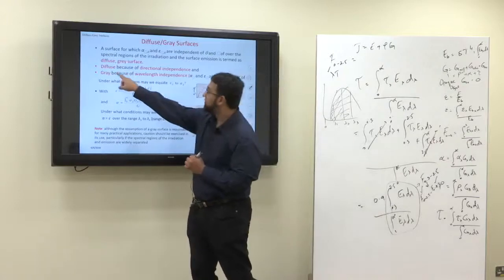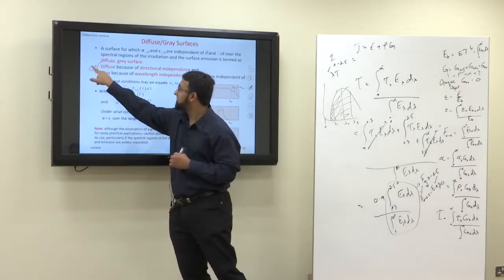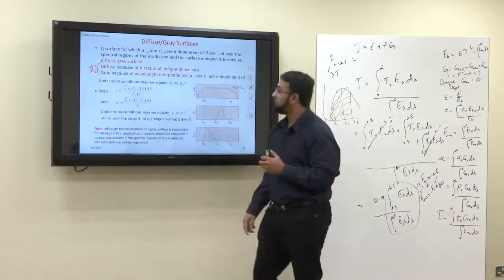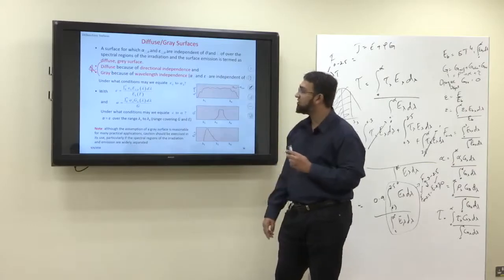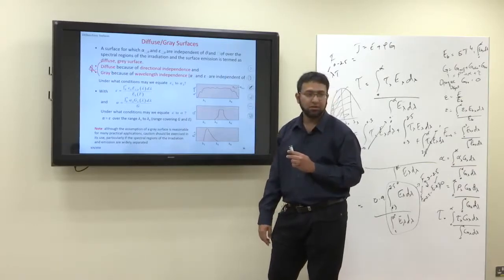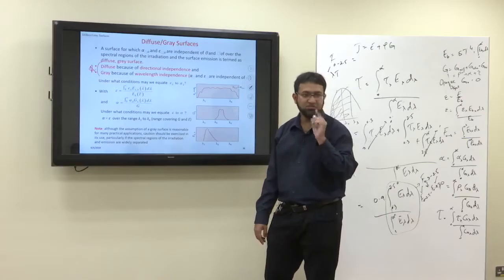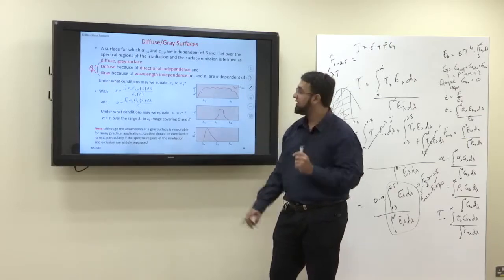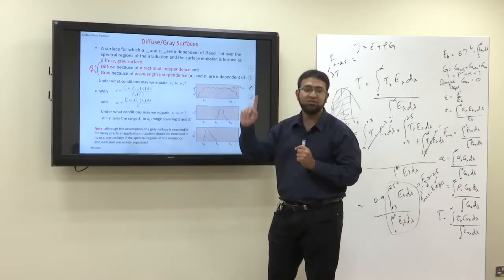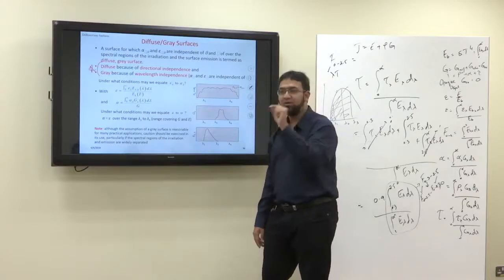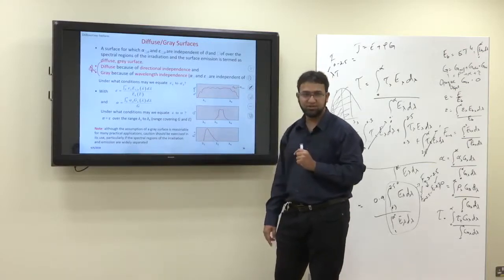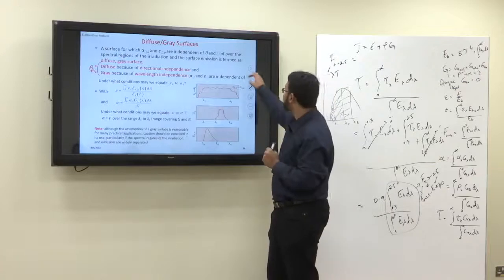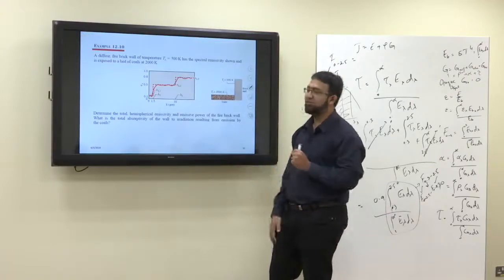So look here, these two sentences, mark them as important. Diffuse because of directional independence. It does not depend upon direction, same in all directions. Gray because of wavelength independence. It does not depend upon wavelength. Is it clear? Let's have another numerical.